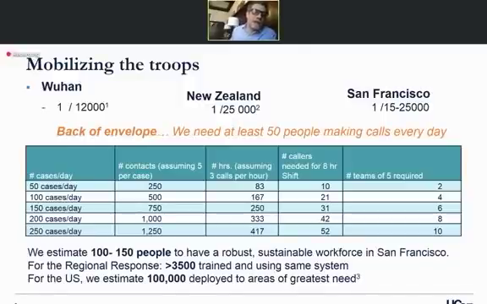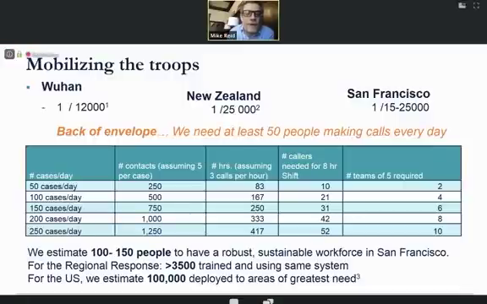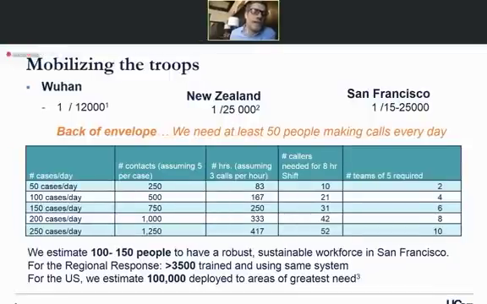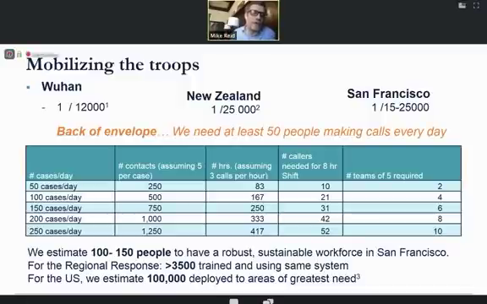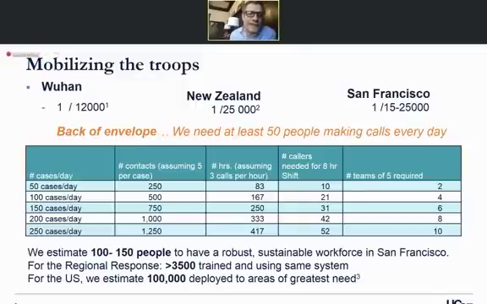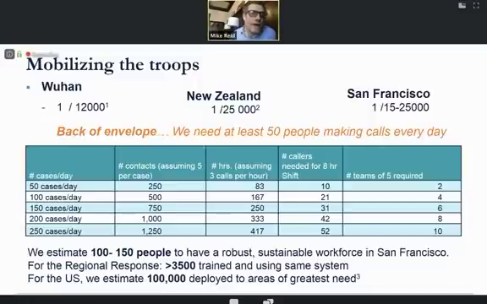So in Wuhan, as I mentioned, they mobilized 9,000 contact tracers, roughly a 1 in 12,000 ratio. In New Zealand, they had a contact tracing ratio of 1 to 25,000. And just back of the envelope here in San Francisco, we think that we probably need between 100 and 150 individuals doing contact tracing if we want to have a robust, sustainable contact tracing army. And this is really based on a very simple set of calculations. If we think that there might be 250 cases a day, and each case has on average about five close contacts, and we reckon that an individual contact tracer could reach out to three contacts an hour over cell phone, then we need at least 50 people working 8-hour shifts a day.